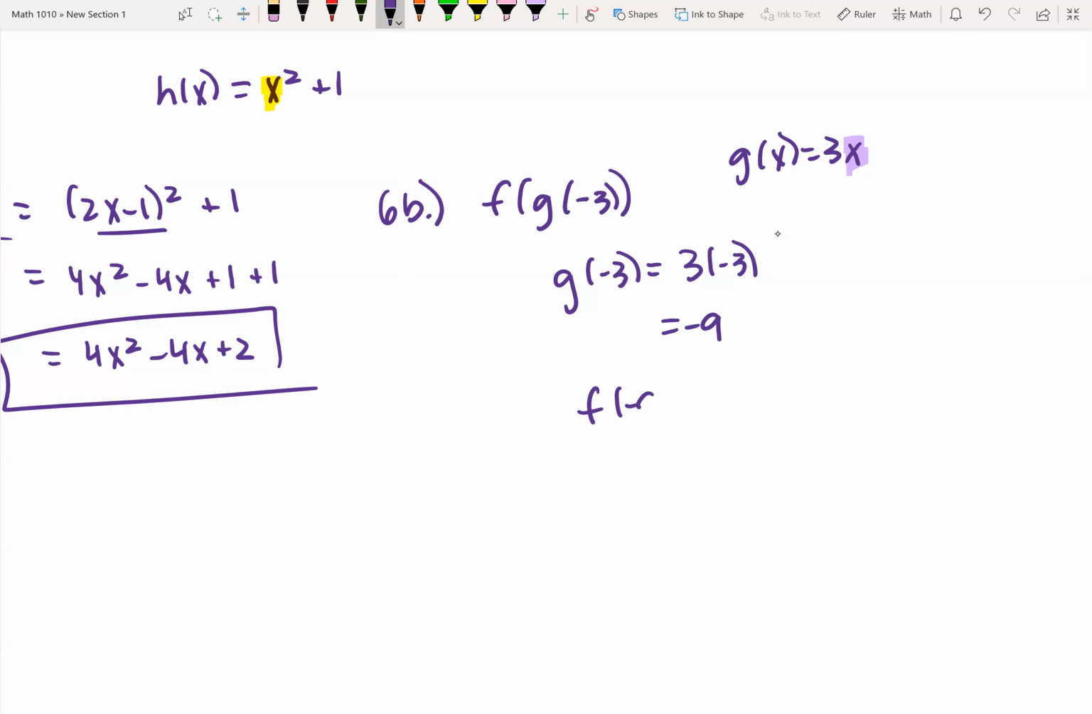Now you find f of negative 9. So if you look up, your f of x is 2x minus 1. Wherever you see an x, put in a negative 9. That gives me a negative 18 minus 1, which is a negative 19, and you're done.